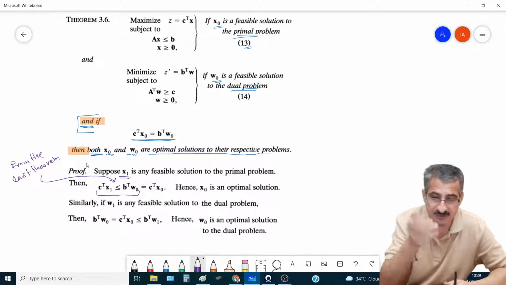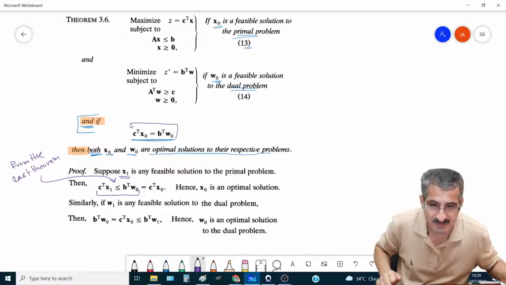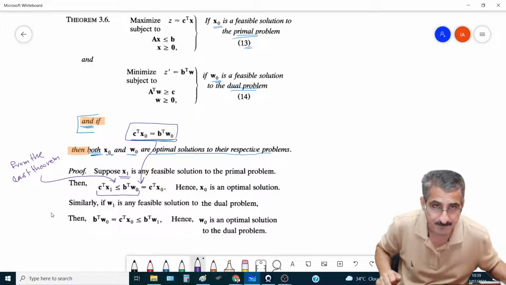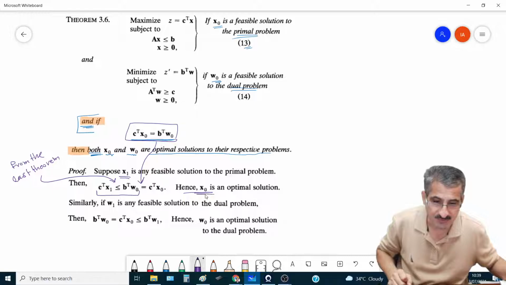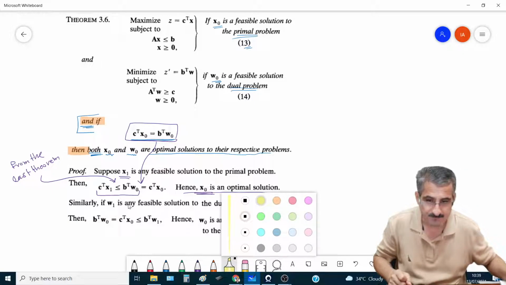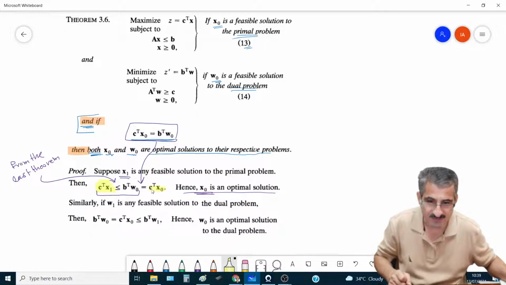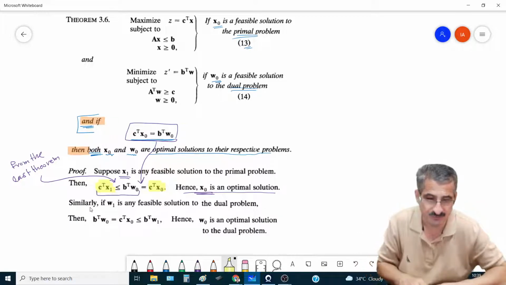So naturally we conclude that. But now the theorem says that, giving us this hypothesis. So we have this equality here. Okay, good. So we are done. Hence, x naught is an optimal solution. The value of the objective function at x1 is less than the value of the objective function at x naught. x1 is any feasible solution.